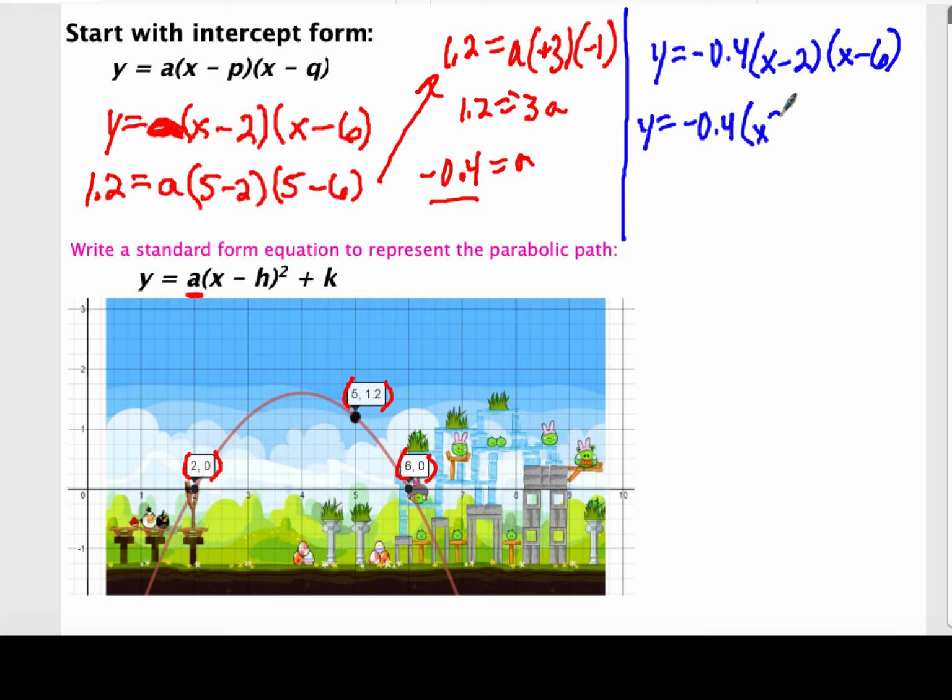X times x is x squared. We'd have a -6x and a -2x, so that makes -8x in the middle, plus 12. And if we did a little bit of multiplying, -0.4 x squared minus negative, and make that plus, right, 3.2 x. And then again, same thing, -0.4 times 12 is going to be a -4.8, I do believe.